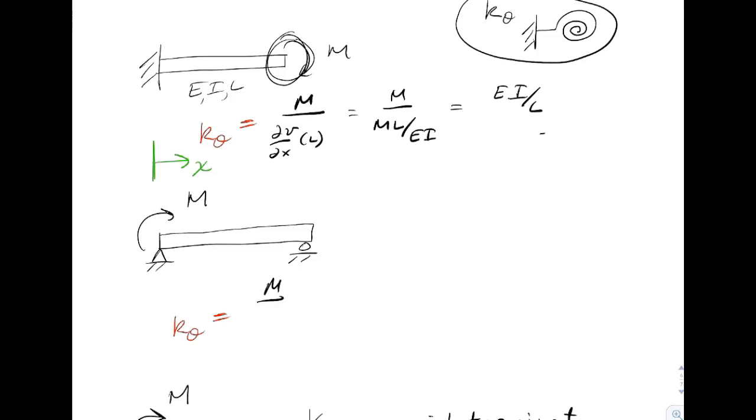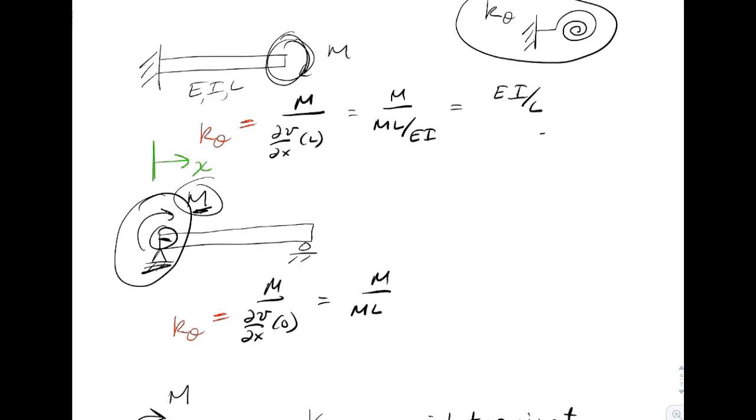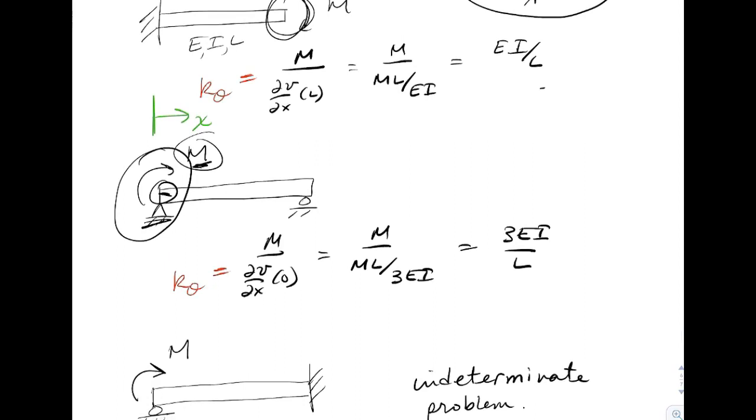So we'll do it one more time here on a simply supported beam. We are going to track where the moment is applied. We need the rotation at that end. So we need the slope, partial V, partial X, here at 0 because the moment's applied at 0. And we would have M, the slope would be ML over 3 EI. So we'd have 3 EI over L as the rotational stiffness.